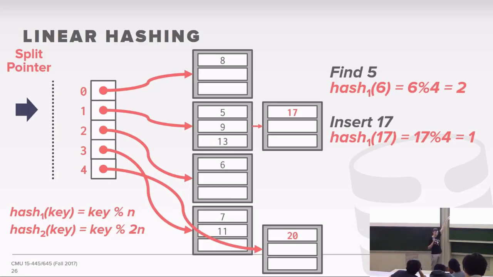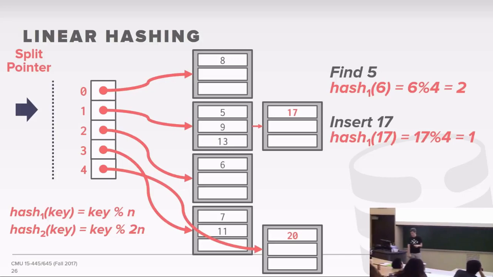No. You always have the second hash function that's created the first time you split, right? And that's always going to be the second hash function no matter how many more times you split. But then when you reach the bottom and you loop back around to the top, you delete the first hash function and just use the second one as the main one.